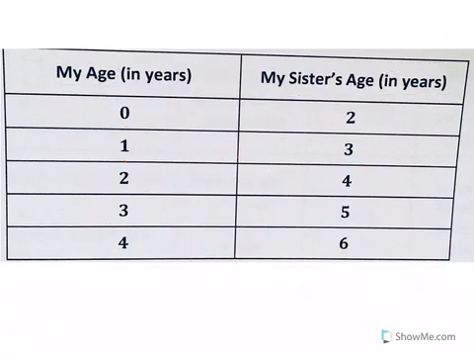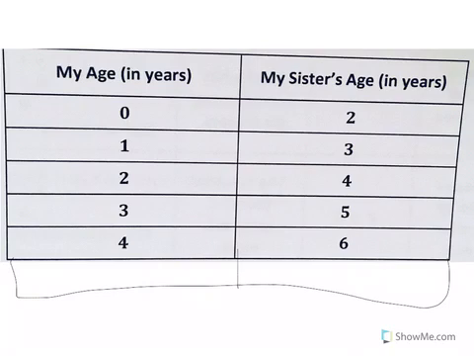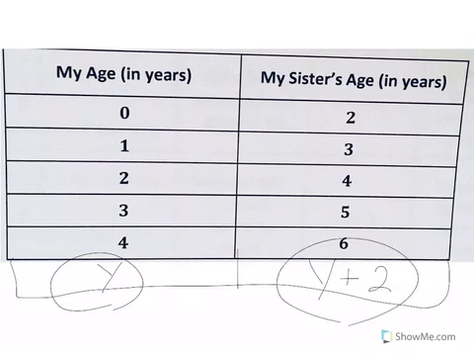Now, let me throw this one at you, because this is going to be more the expression that explains our answer. If my age is y, and I'm going to use y because of years, what is my sister's age? The expression that would represent my sister's age in years would be y plus 2, because whatever year I am, she is that year plus 2.